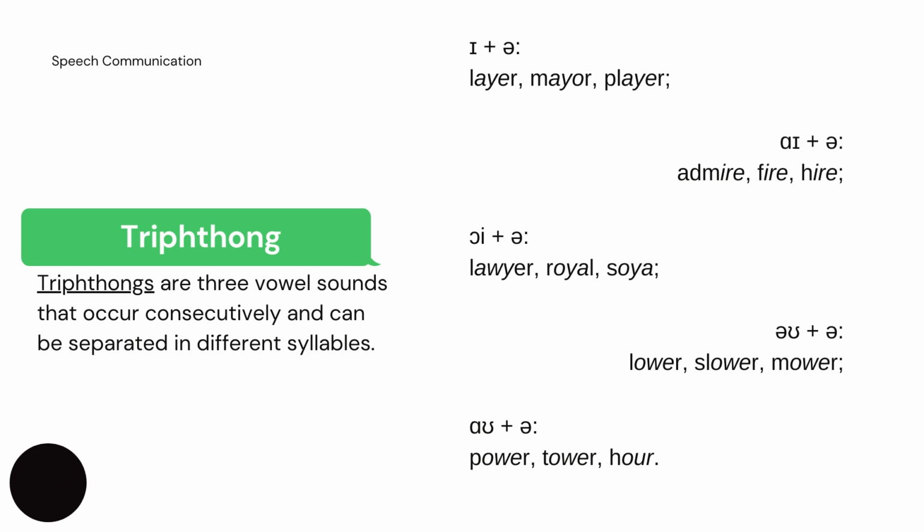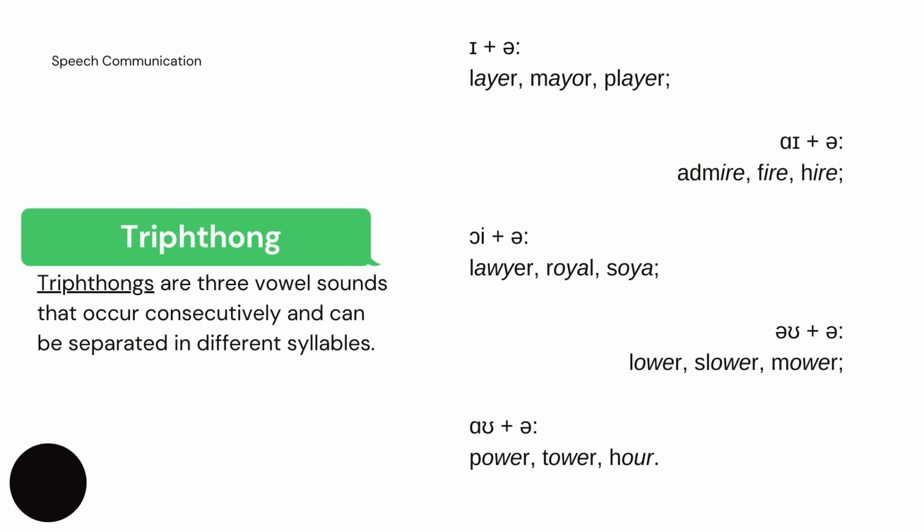So here, triphthongs are three vowel sounds that occur consecutively and can be separated in different syllables. So we have five types of triphthong. So here they are. We have the symbol I plus the schwa sound. As an example, we have layer. So, we have EI, a combination of two vowel sounds, plus the schwa sound, which makes it three. That is why it is a triphthong.